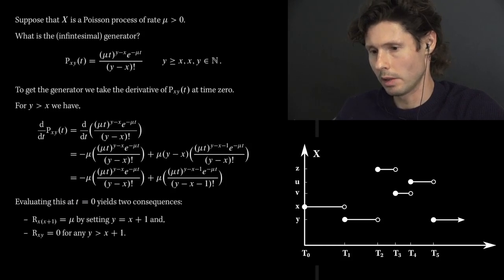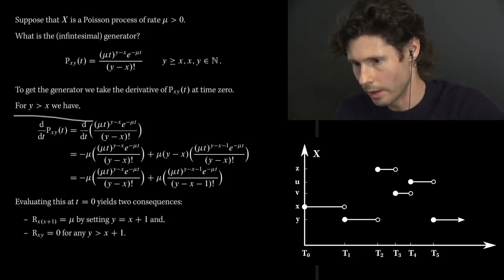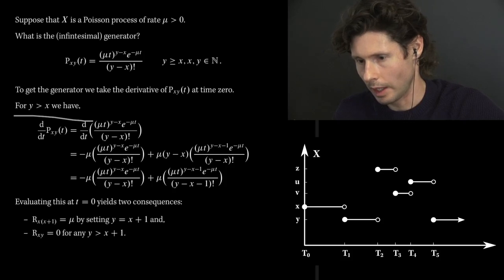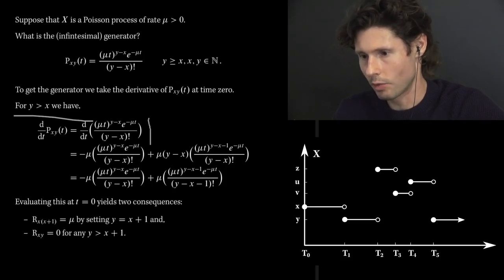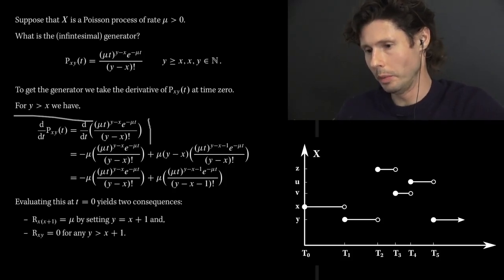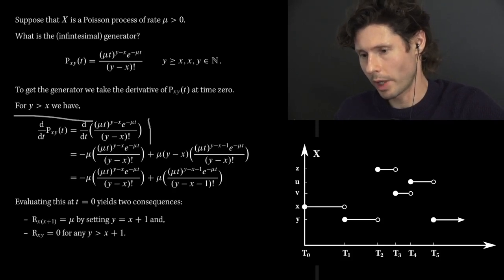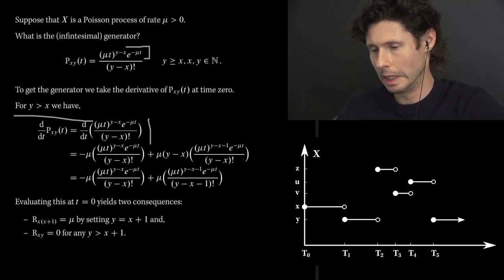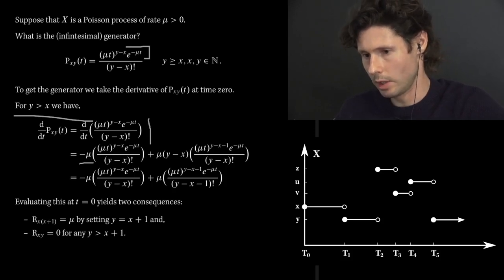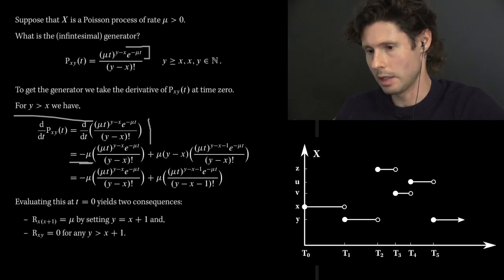Now, let's look at the case y greater than x. This is the last remaining case that we have, maybe the most complicated of all three cases. I've just written up here what the transition probability is. And what I'm going to have to do is apply the product rule, so I'm going to have to take two derivatives. The first one, I consider the derivative with respect to this last term here, e to the minus mu t. So e to the minus mu comes downstairs, and the rest stays intact.